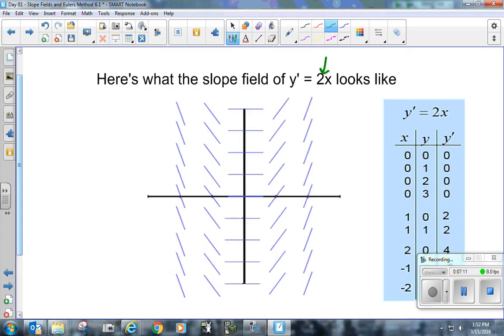How about this one, right here? And at that coordinate, it's what? X is 1, y is 0, right? So x is 1, y is 0. What's my slope? Well, when x is 1, there's no y to put in there, is there? My slope is 2. So guess what? This line is a slope of 2. So just go and put those slopes at each coordinate. And that's the makeup of the slope field.